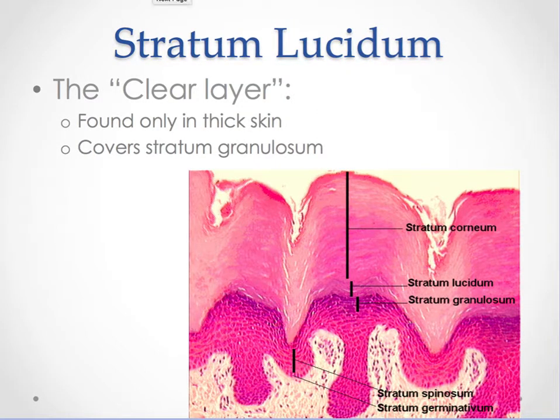Below that is your stratum lucidum. Lucid, referring to a clearish appearance. So this is the clear layer. This is the one that's only found in thick skin. So you only find the stratum lucidum in the palms of your hands and the soles of your feet. And then this is on the outside of your stratum granulosum. So this is where it starts to clear up. Here is your stratum lucidum. You see a little bit of difference here in these cells. So that is your stratum lucidum.